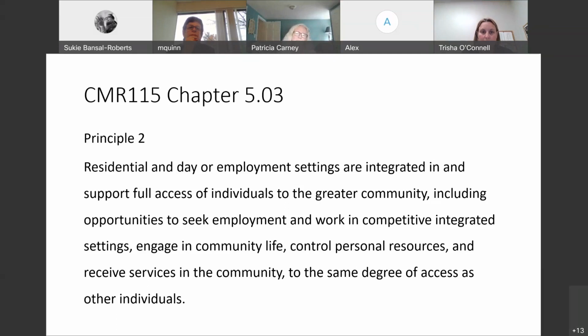But the concept of integration into the bigger world is sort of built into our philosophy of the work, is to not separate people, but to help people become part of the world that they live in.